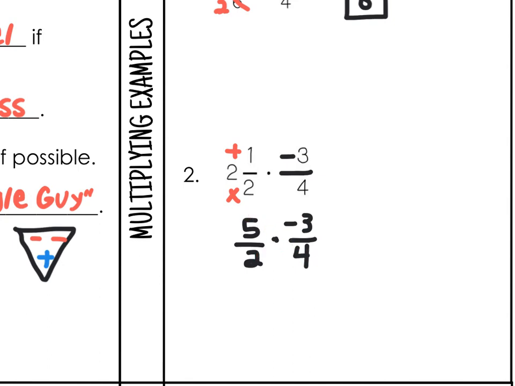So now we just multiply across. Okay, so using our triangle guy, we have a positive times a negative. That's going to be negative. So it's going to be negative 15. And in our denominator, positive times a positive stays positive. It's positive 8. And you can always leave your answer improper as long as it's in simplest form.